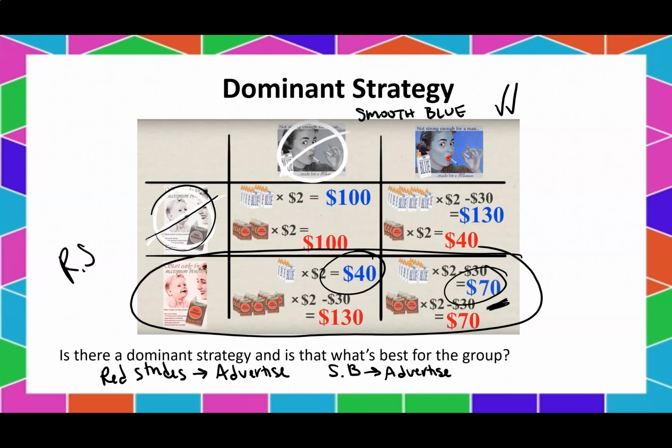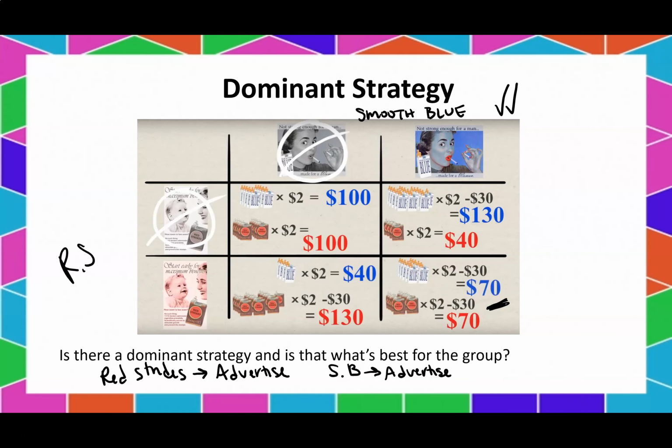And they would be left in this game. If they both played this game for many, many years, where would they end up? They would end up being right here at $70 each, because that's their dominant strategy for both teams.